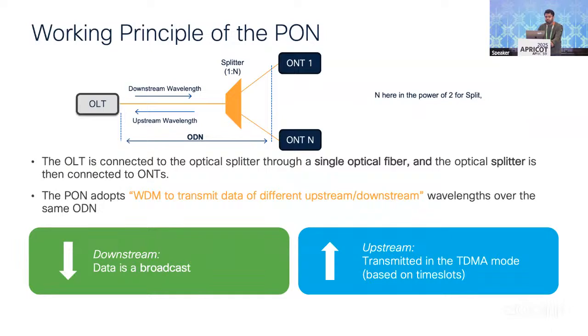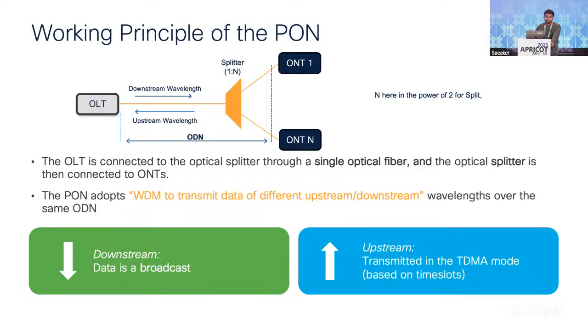Now, let's look at how these PON networks work and what the working principles of the PON network are. We essentially have two streams working here, the upstream and the downstream. They will have different wavelengths. PON uses WDM as the infrastructure to transmit light in both the upstream and the downstream direction.